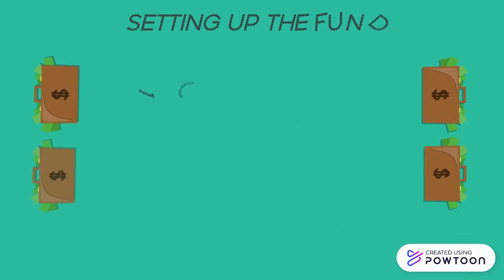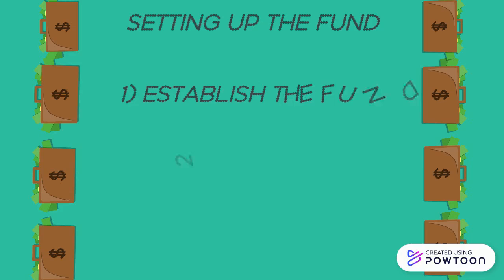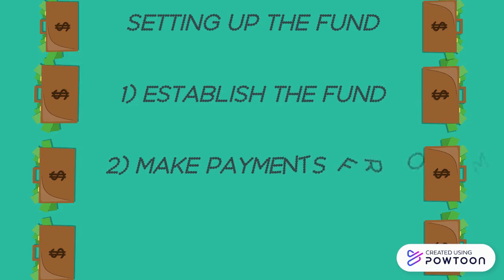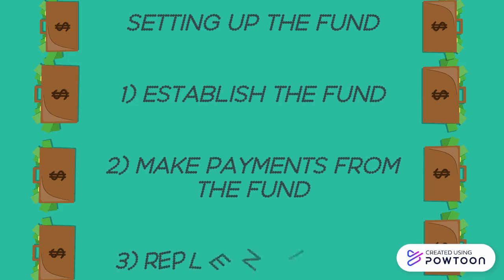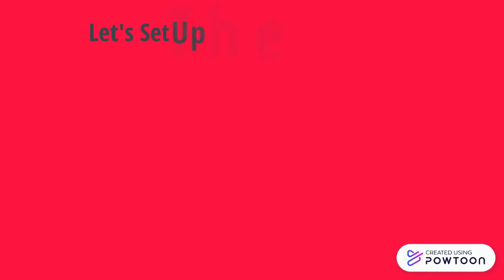Now, let's set up the petty cash fund. In order to set up the petty cash fund, we must firstly establish the fund, secondly make payments from the fund, and thirdly replenish the fund. Does that sound a bit confusing? Okay, let's go through a scenario.